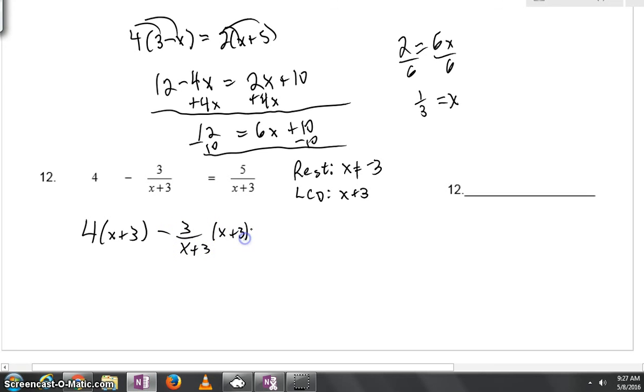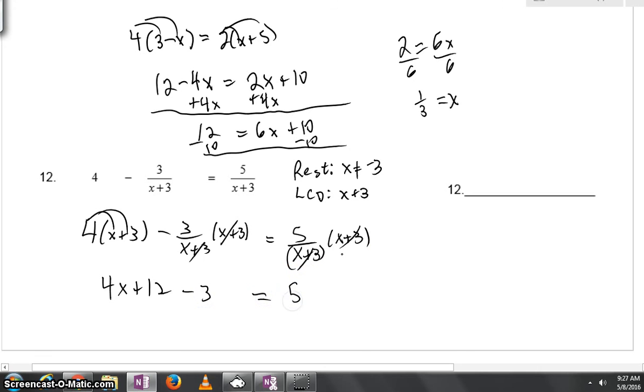And hopefully you're going to see real good things are about to happen. What am I talking about? Well, every fraction is going to get canceled. These x plus 3's are going to cancel. These x plus 3's are going to cancel. And you'll have 4x plus a 12. Here you just have a minus 3. The right side you just have a 5. 12 minus 3 is actually a 9. So you have 4x plus 9 is equal to 5, minus a 9 on both sides.